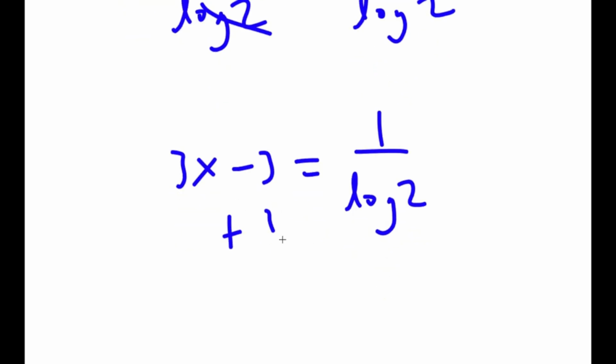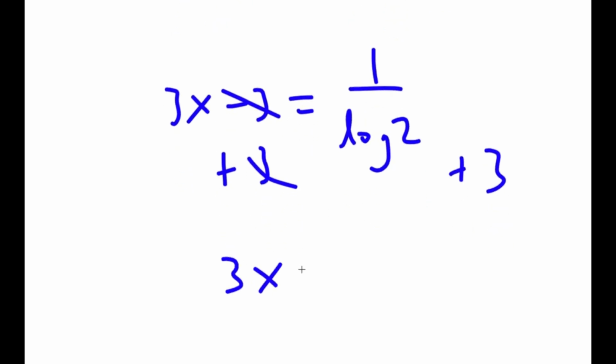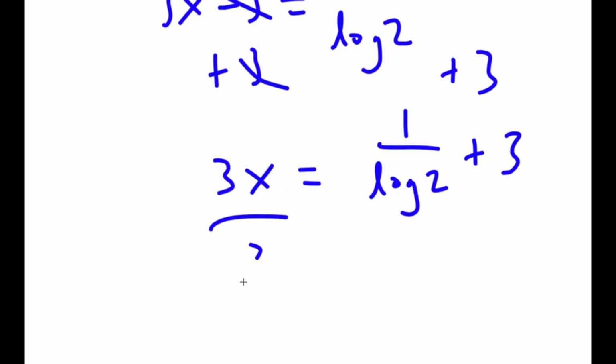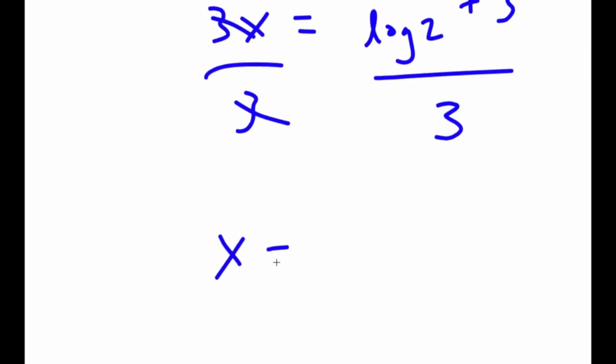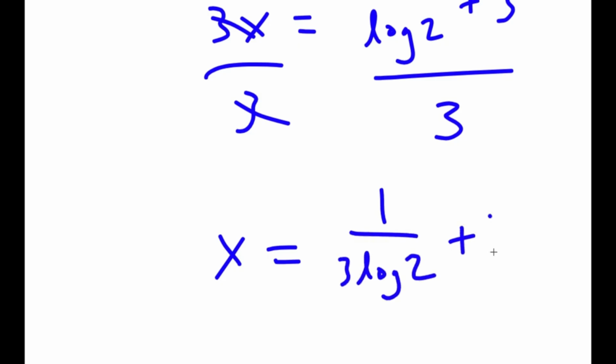And now I can add 3 on both sides. So I get 3x is equal to 1 over log 2 plus 3. And if I divide both sides by 3, I get x is equal to 1 over 3 log 2 plus 1.